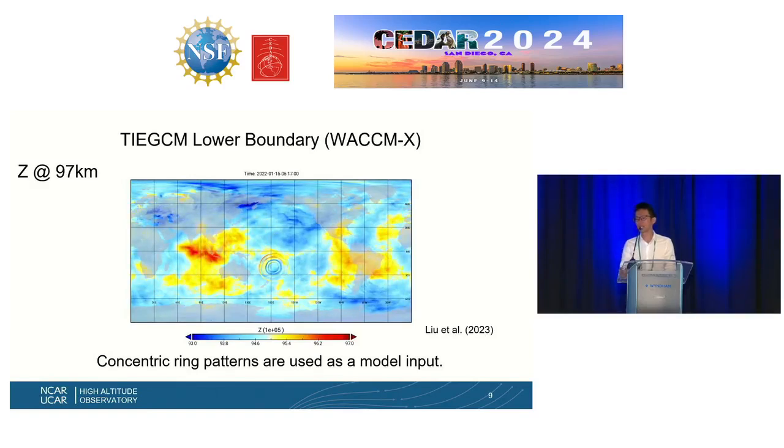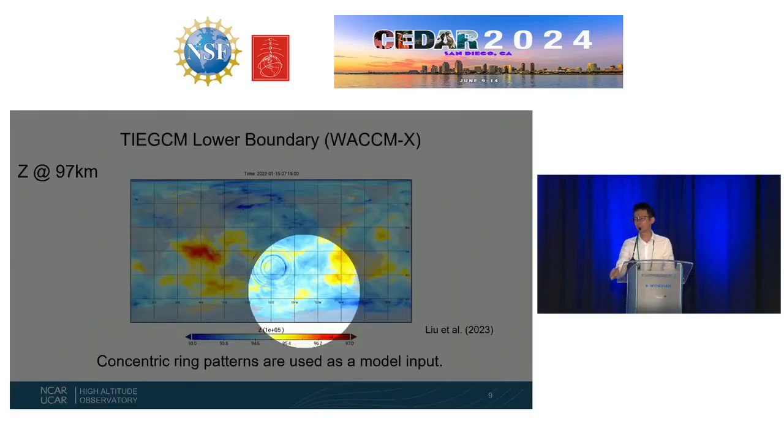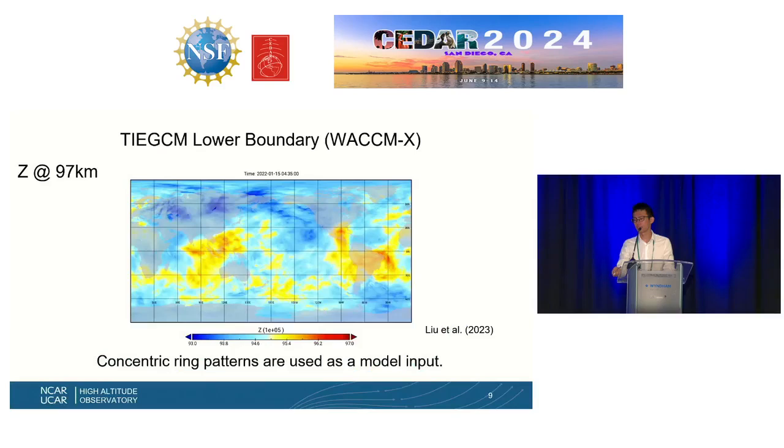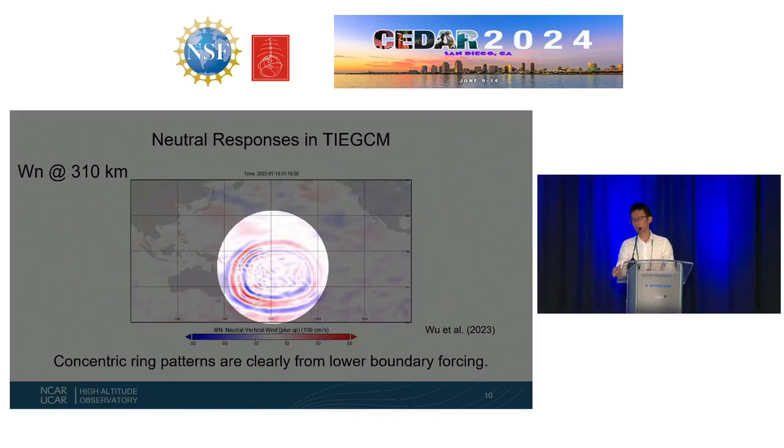This shows the geopotential height at 97 kilometers, which is the TIE-GCM lower boundary. And this concentric ring pattern here is from WACCM-X and used as the model input. Now in this movie, we are looking at the TIE-GCM responses. This is vertical wind at 300 kilometers. So clearly we can see that this concentric ring pattern is from the imposed lower boundary forcing.